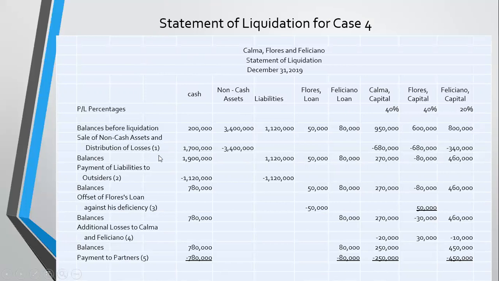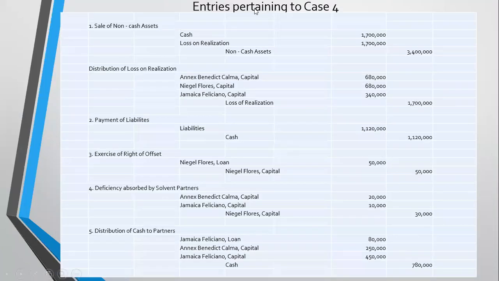And as you can see, we have 1, 2, 3, 4, 5. Bali 5 entries yan. And these are the entries pertaining to case number 4. So, kung titignan po natin, ang naiba dyan, deficiencies absorbed by solvent partners. So, dahil it is considered as additional loss, dun sa other partner, their capital account ay dinebit po natin corresponding to the amount of yung additional loss sa kanila para i-absorb nila yung capital deficiency ni Nigel Flores, no? Kasi nga personally insolvent siya. So these are the distribution of cash to partner.